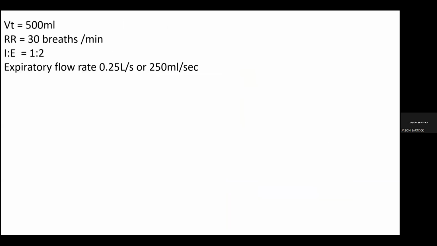So let's just give this example. The patient is getting 500 milliliters of tidal volume. Their respiratory rate currently is 30 breaths per minute. They're on an I:E ratio, that's the inspiratory to expiratory ratio, of 1 to 2, right? At 30 breaths per minute, that's one breath every 2 seconds, with this expiratory flow rate of 0.25 liters, which is 250 mLs per second. So a respiratory rate of 30 equals a 2-second breath.